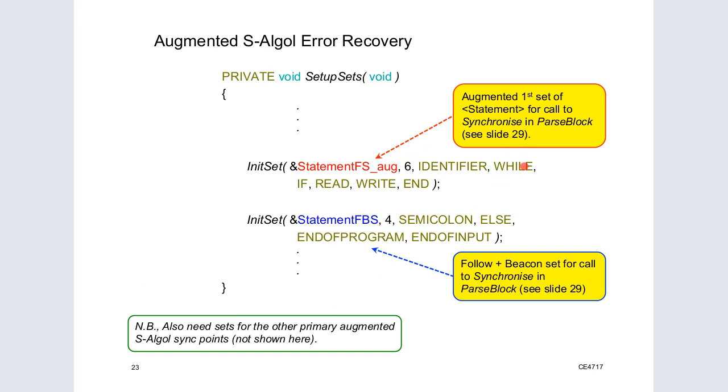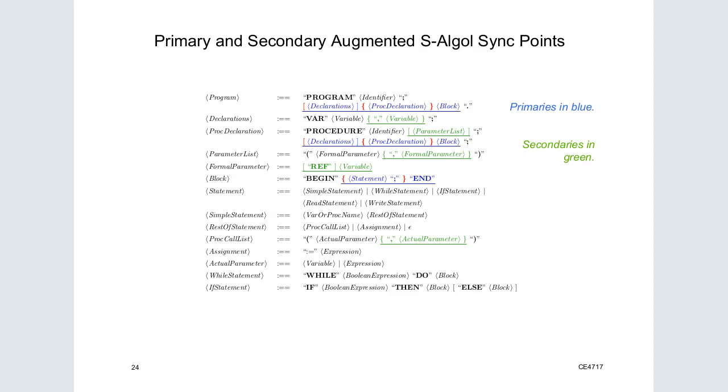This set is justified, or at least shown, on slide 29, and so is this one. You also need sets for the other primary augmented S-algol resynchronization points. I haven't shown them in here, but they're the same sorts of things. So what are these resynchronization points?